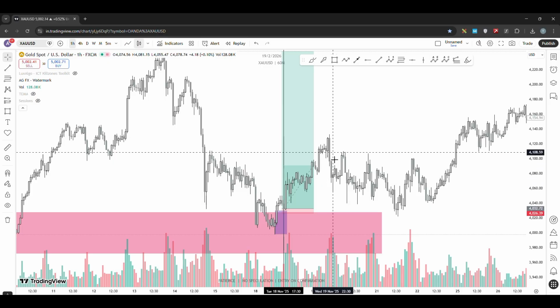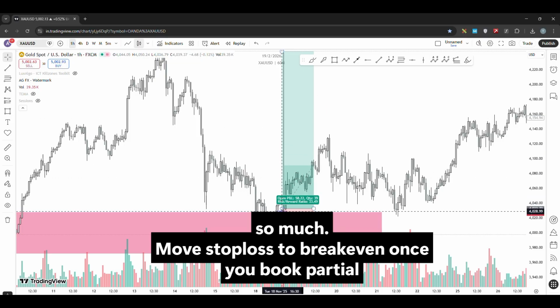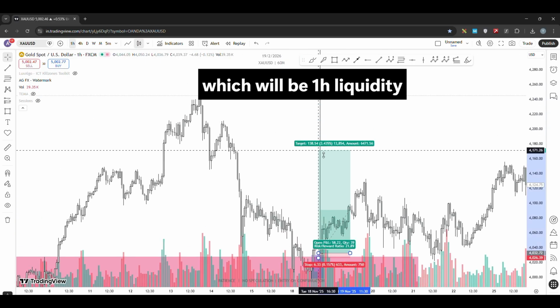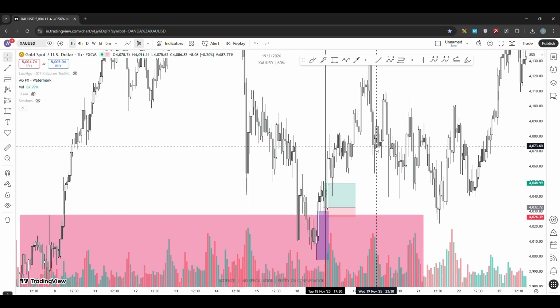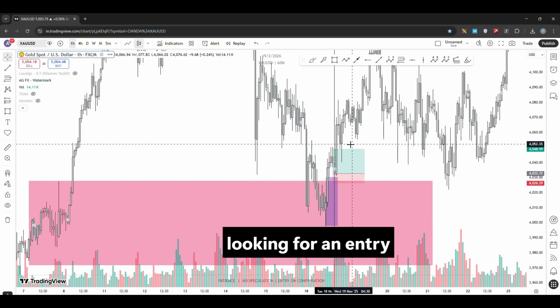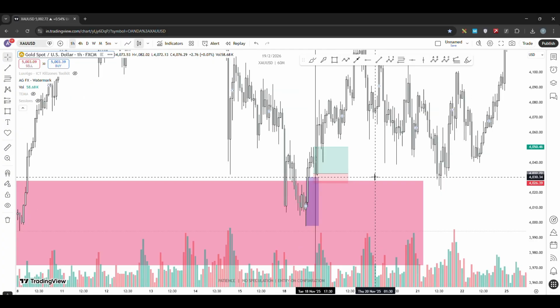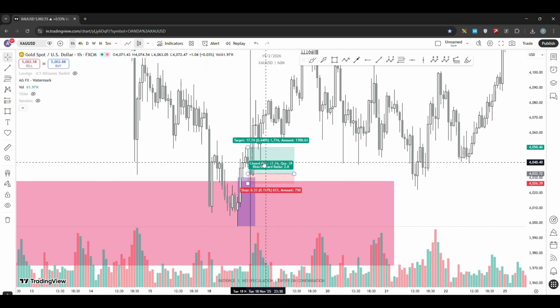But in this case, you can see market actually dropped from here and then took out the low. Obviously, we're not going to hold the trade with the stop loss over here. Once market pushes so much, move your stop loss to break even once you book your partial at the initial target, which is 1 hour liquidity. You have to keep in mind that the time frame from which you were actually looking for entry, you have to book your partial according to the liquidity of that time frame. So since in this you're actually entering from a 1 hour POI, your target is going to be a 1 hour liquidity.